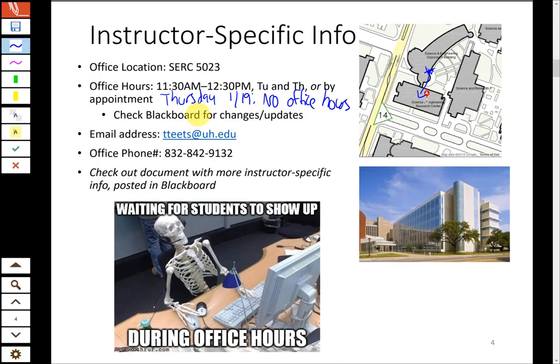The best way to contact me is email. If I'm in my office, which is not all the time, you can call the office phone number and I'll answer. But for obvious reasons, I won't give you my cell phone number, sorry. So you're going to have to mainly email or hope that I'm in my office if you want to call. And again, there's a document in Blackboard that has more information specific to this section.